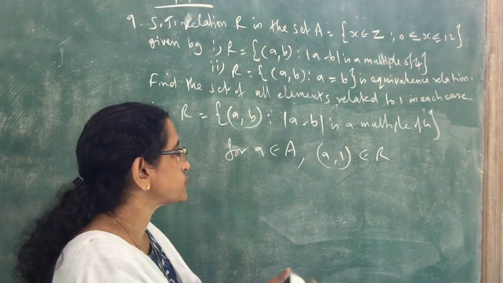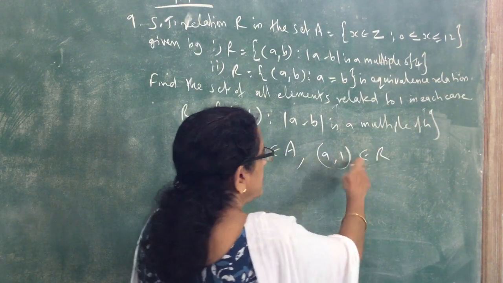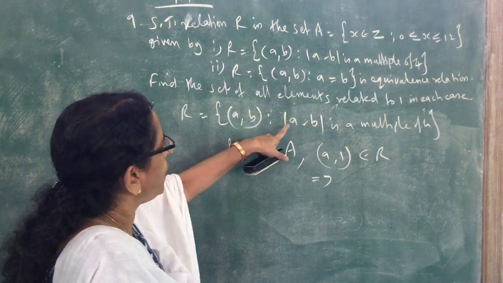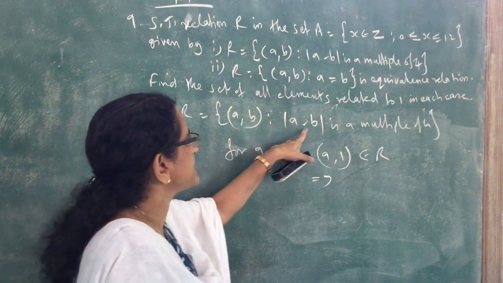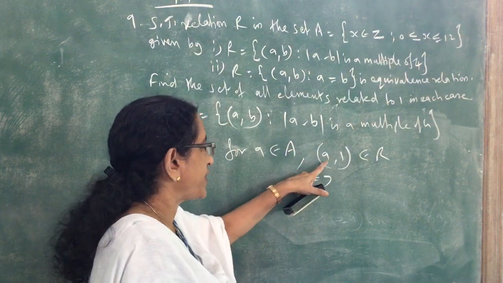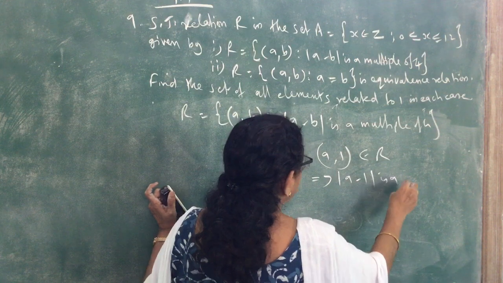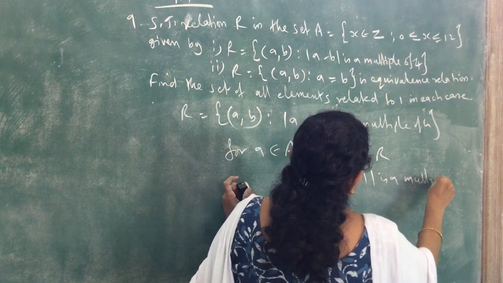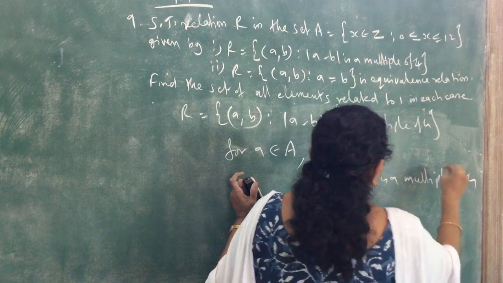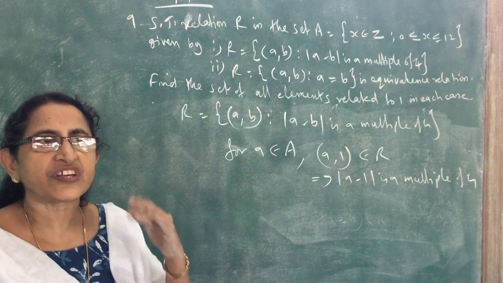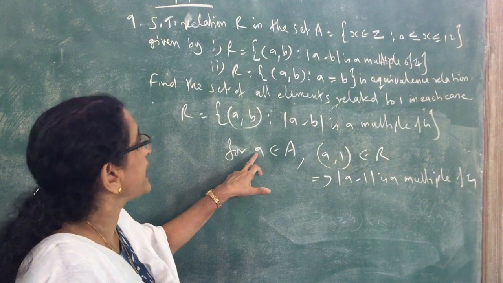So (a, 1) belongs to R implies, since (a, b) belongs to R implies modulus a minus b is a multiple of 4, that modulus a minus 1 is a multiple of 4. So now we can find for which values of a. Where is a? a is in A.